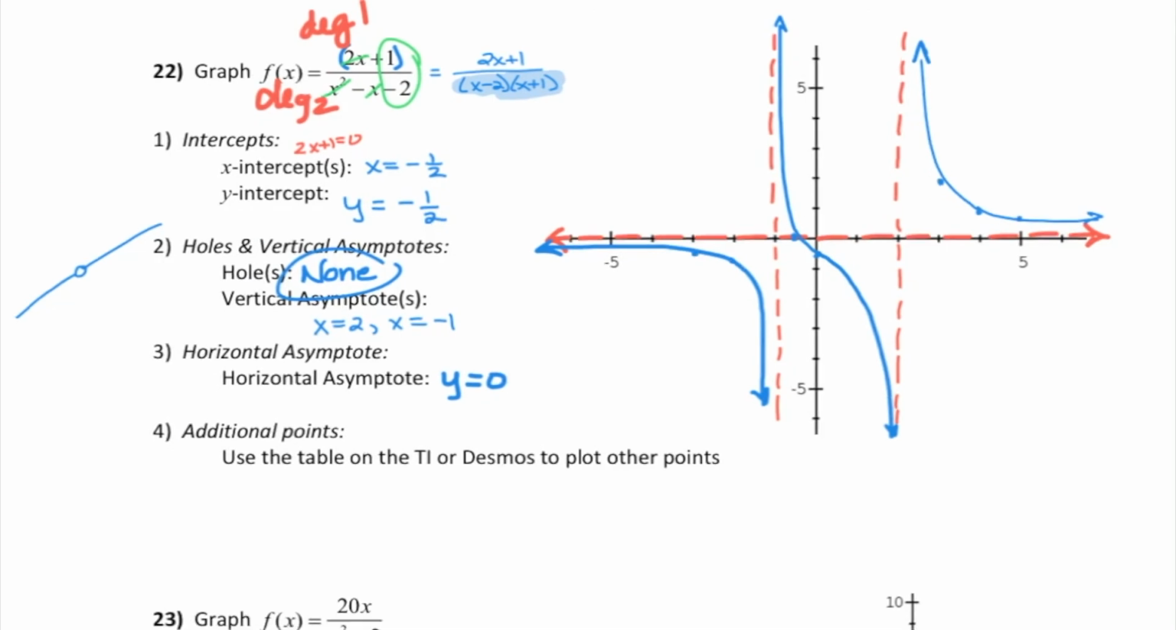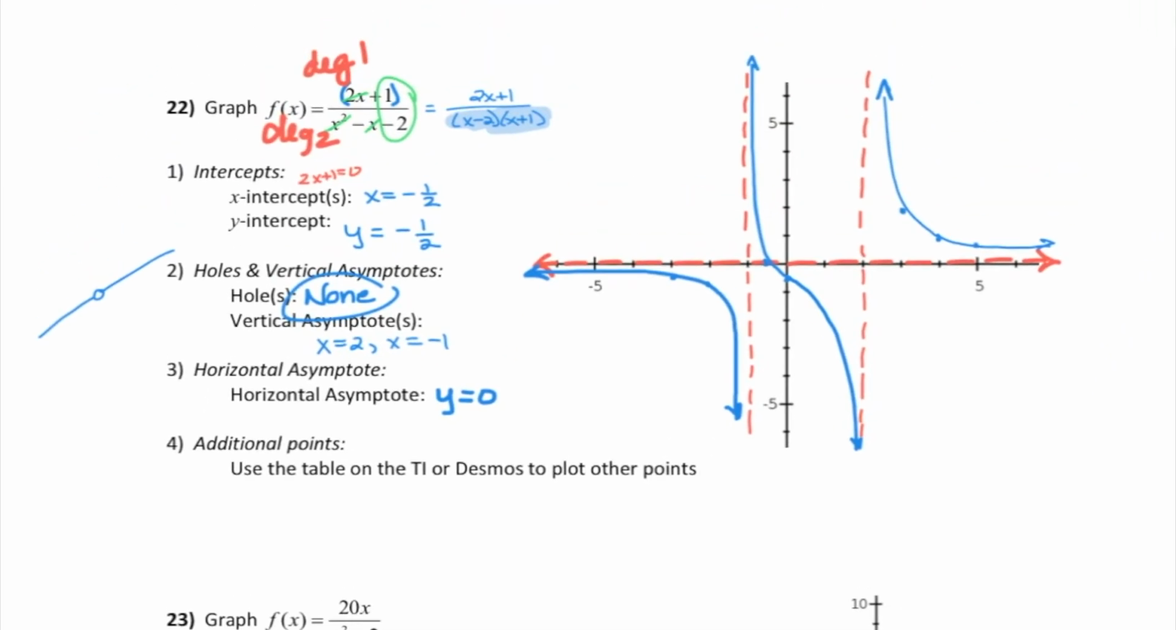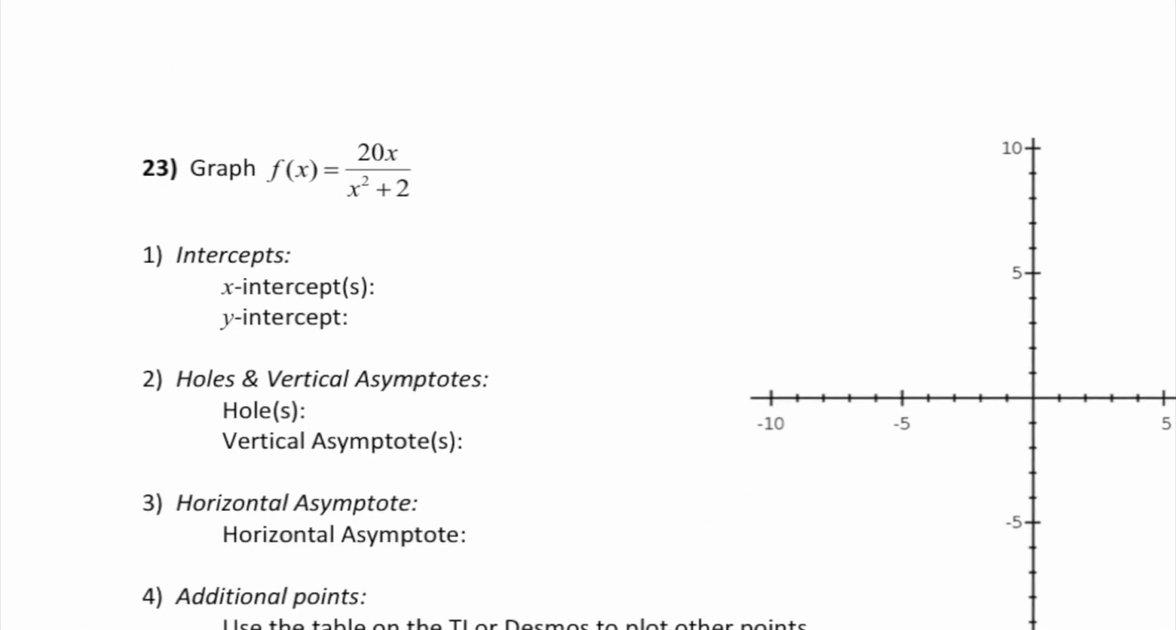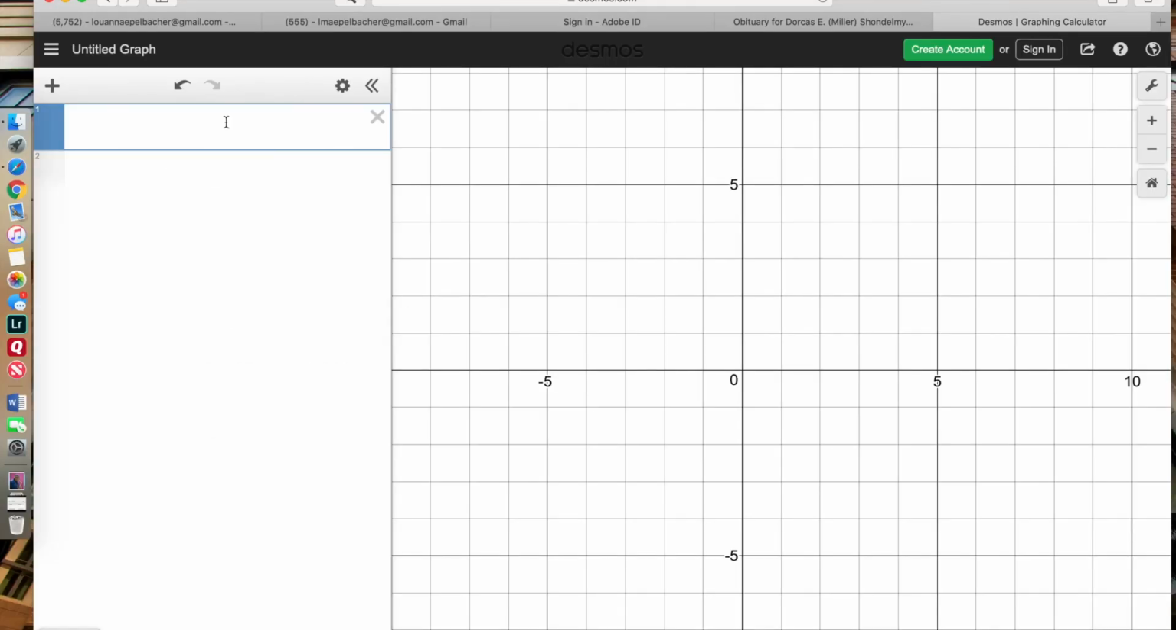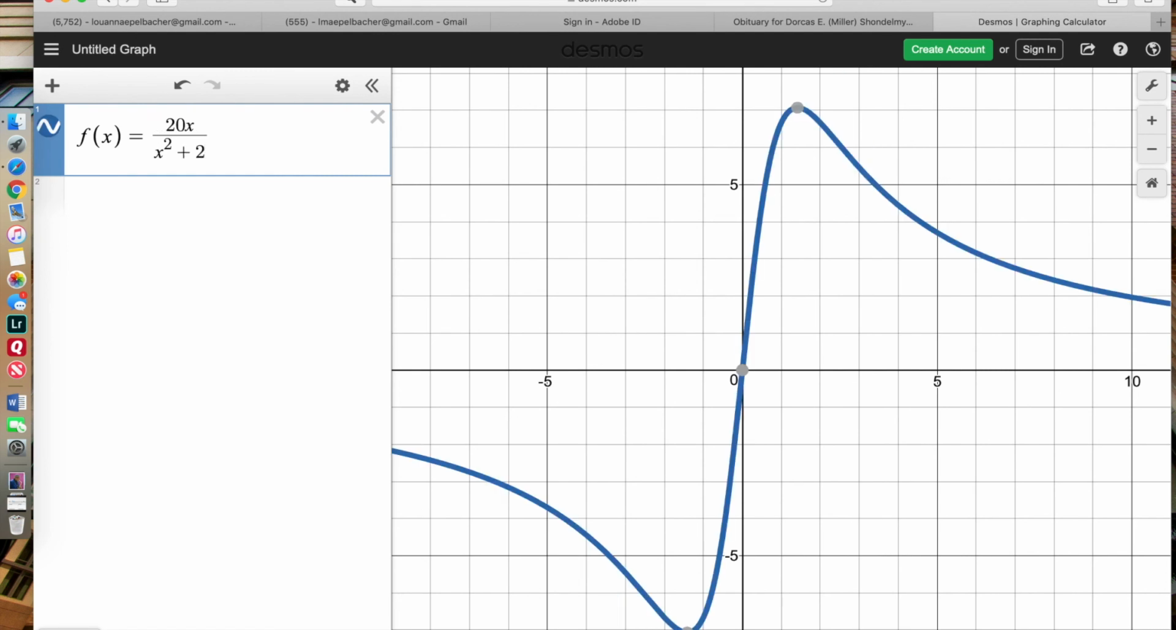And then go ahead and clear out the first equation in Desmos and type in that second equation. It's going to look a little bit different, this graph. So go ahead and do that. And last but not least, number 23, start by typing f of x because we want a table of values. 20x over x squared plus 2. Oh, now that's interesting, isn't it?